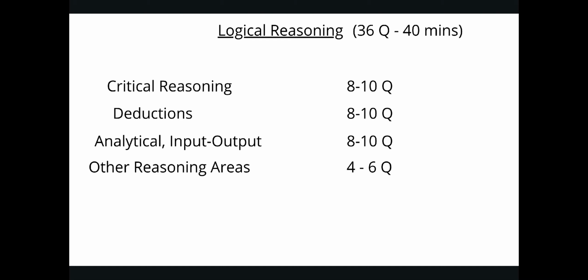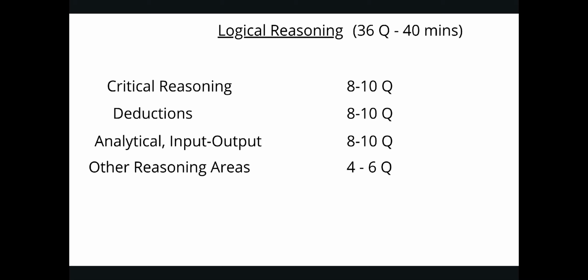The next one is logical reasoning, and this section consists of 36 questions, and you have 40 minutes. Again, critical reasoning and deductions play a predominant role. These two sum up to around 18 to, let's say, 20 questions. Definitely you can expect around 15 questions. That's the bare minimum number that we can expect from critical reasoning and deductions, right? 15 is the bare minimum number.